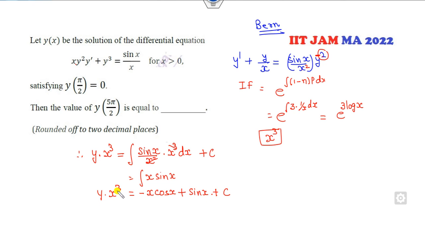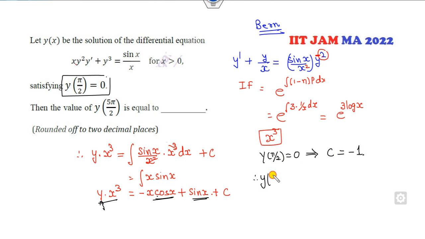Fine. Now what is the remaining side? You need to find the value of c. What is the value of y at pi over 2? It is my 0. What is the value of c? This is my y is 0, so this value will be 0. Cos pi by 2 is my 0. Sin pi by 2 is my plus 1, so c will be my minus 1.